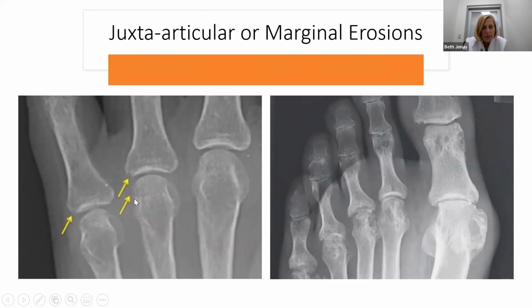So these are kind of subtle here, much more obvious here in the feet. You can see marginal erosions here, here, here. Actually, you can see it here also. And that is seen in rheumatoid arthritis.